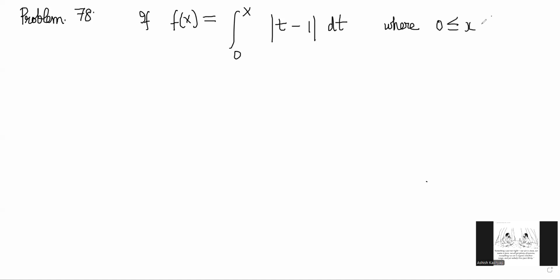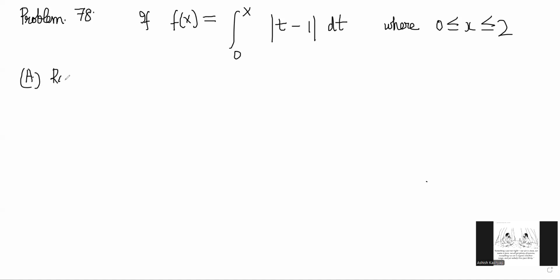Hi, in this video, we are going to look at another calculus problem. So let's get started. If f of x is equal to the integral from 0 to x of mod of t minus 1 dt, where 0 is less than x less than or equal to 2, then we have to select the correct options.